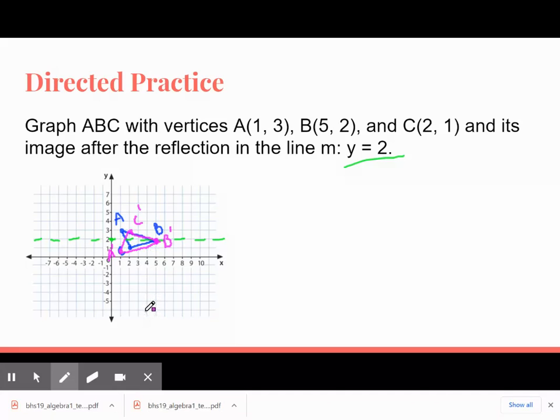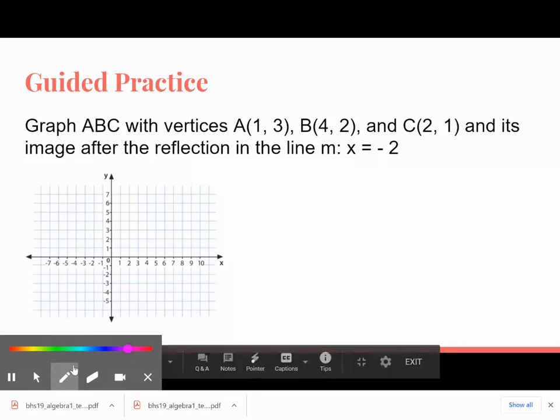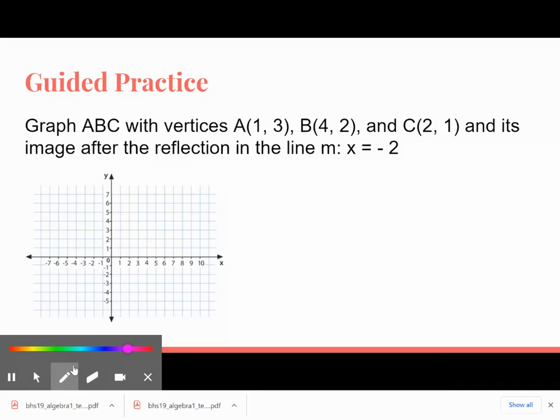I'm going to do the next one with your partner. It says graph triangle ABC. A is 1, 3, B is 4, 2, and C is 2, 1, and its image after reflection, x equals -2. Notice I changed the coordinates for B so it would stay on the graph. Alright, so hopefully that is what your reflection looks like. Does everyone's reflection look like that?